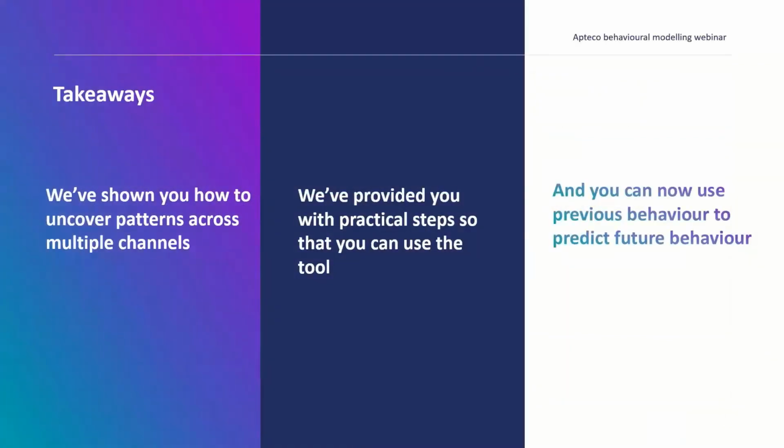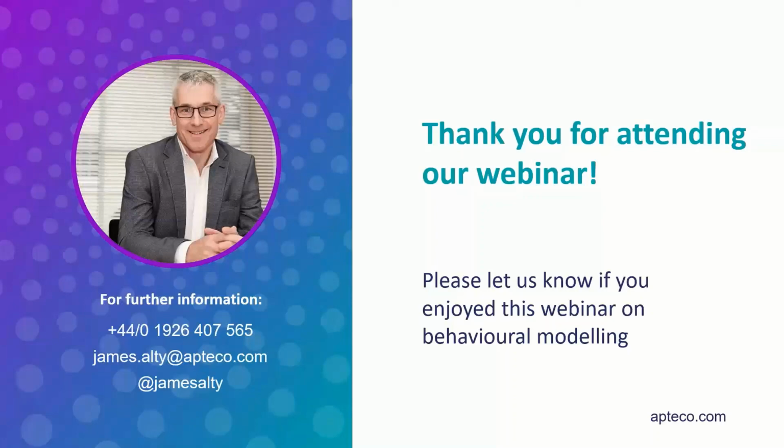So just to round up, takeaways. I think we've shown you how you can uncover multiple different types of patterns across multiple channels and transaction types. We've tried to show you some practical steps. You've got a handout that gives you real detail of how to do this. Go, if you can, download that, take a moment to read it, and hopefully you can see that you can now use previous behavior to predict future behavior of your customers. If you need support in using this new technique in the Apteco software, do of course talk to your partner, talk to Apteco, our support team, consultancy team. Will be delighted to help.